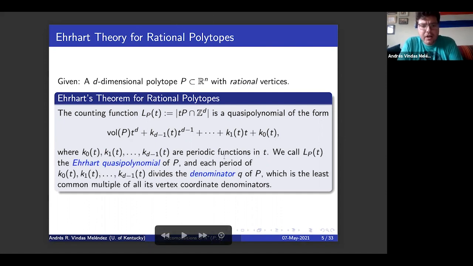And we call this the Ehrhart quasi-polynomial, where each period of these functions divides the denominator q of P. And so I'm defining the denominator q associated to my polytope P to be the least common multiple of all its vertex coordinate denominators. I'll repeat that again because it was a mouthful.